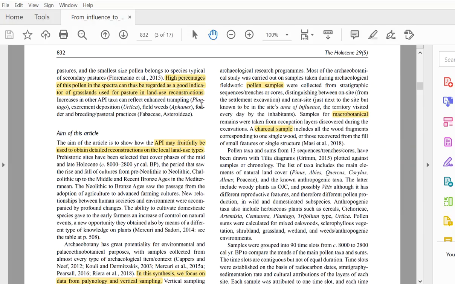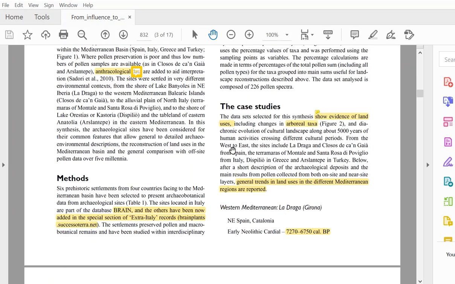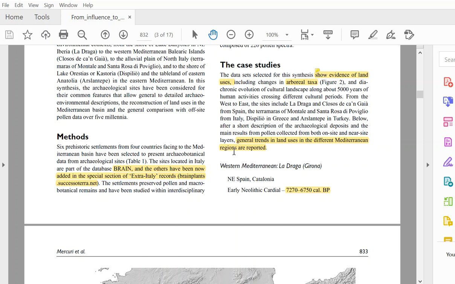And as they say on page 832, high percentages of this pollen can be regarded as a good indicator of grasslands used for pasture in land use reconstructions. And then you get the aim of the article: how pollen indicators may be used to reconstruct how people are using the land. And let me skip down here in terms of the case studies.